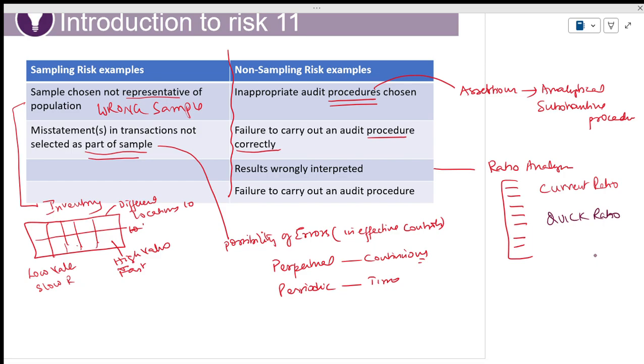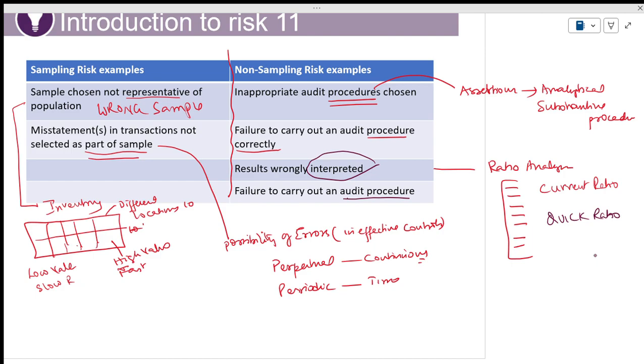I am giving a small example so that it will make things clear for us. You have done ratio analysis, but your interpretations are wrong. And more importantly, failure to carry out an audit procedure. You are not doing a procedure at all. Neither an analytical procedure, nor a substantive procedure. You are completely skipping the procedures. Then it is otherwise called non-sampling risk.